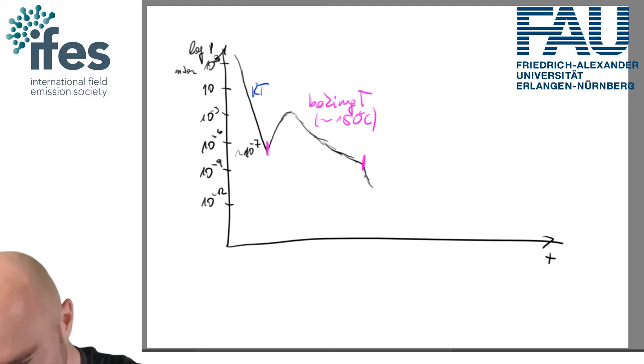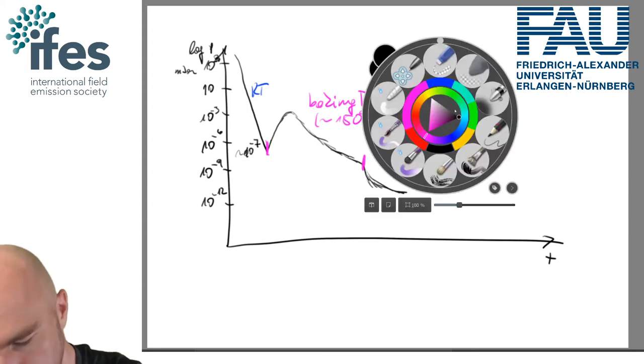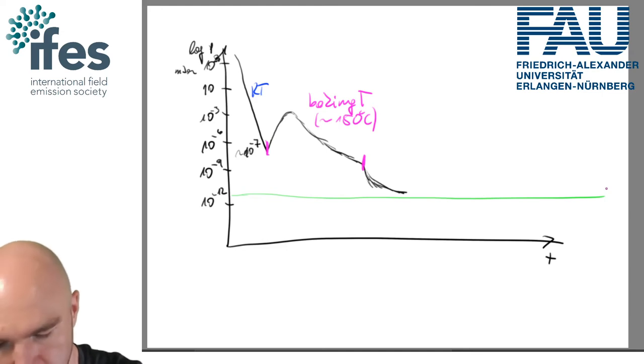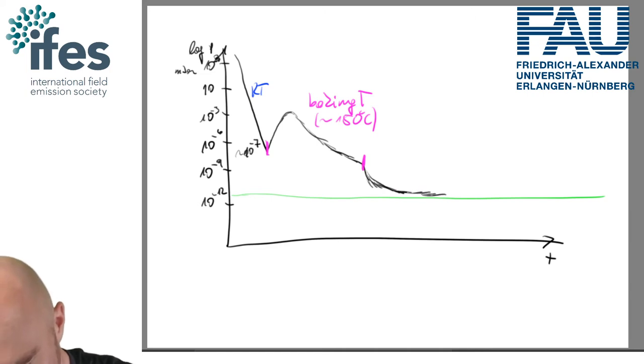And then it will go down again and it will go to some ultimate pressure that might be somewhere around here. That might be somewhere around 10 to the minus 11 or 5 times 10 to the minus 11 or somewhere around there, right? And then over a long, long period of time, we'll just start approaching that.